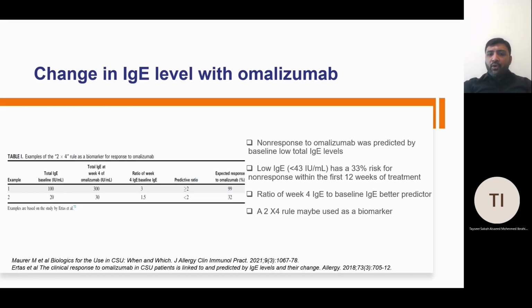A ratio of week 4 IgE to baseline IgE was found to be a good predictor of response to omalizumab. That is, if a patient had a higher baseline IgE level and a week 4 IgE was more than 2 times the baseline IgE, they had a 90% or more chance of responding to omalizumab. Whereas patients who had a low baseline IgE level and the week 4 IgE post omalizumab initiation was less than 2 times the baseline IgE, they had only around a 30% chance of responding to omalizumab. So a 2x4 rule could be applied as a biomarker to assess response to omalizumab.